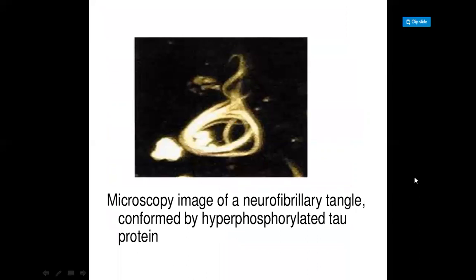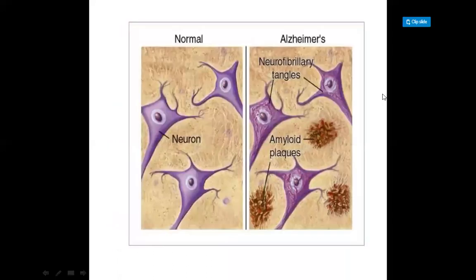Then this is the microscopy image of a neurofibrillary tangle, which is confirmed by hyperphosphorylated tau protein. This means that in the brain, these types of tangles are formed in patients who have Alzheimer's disease.